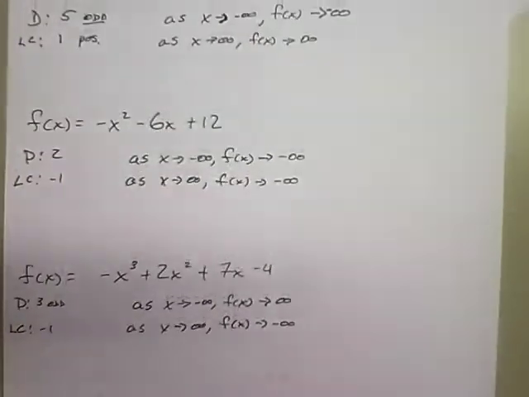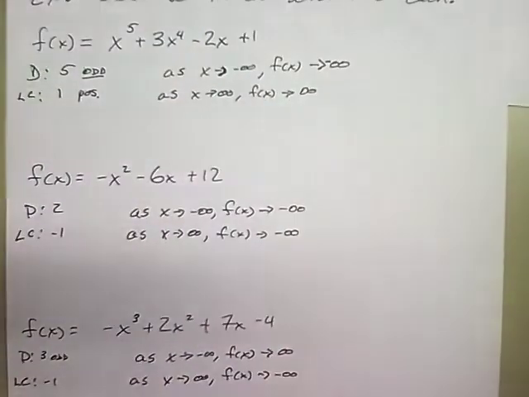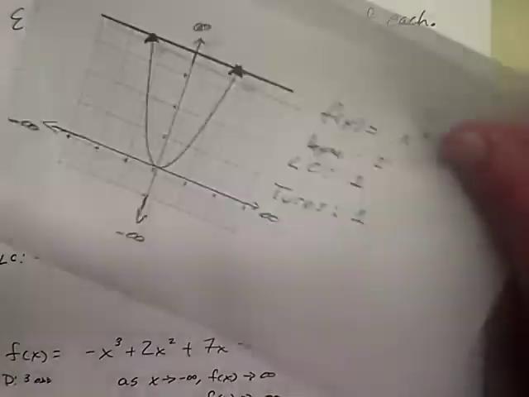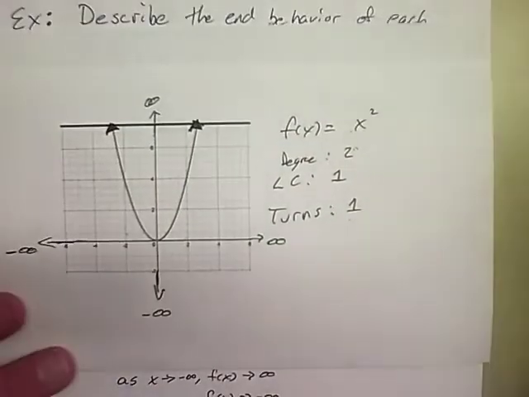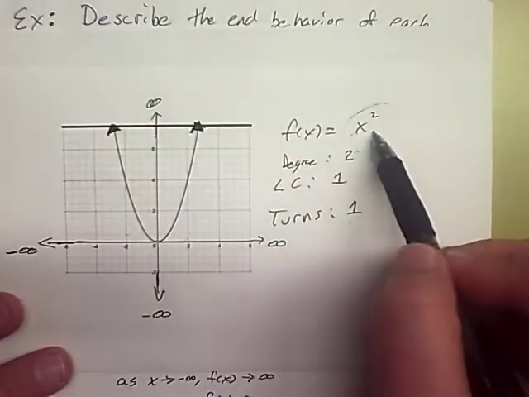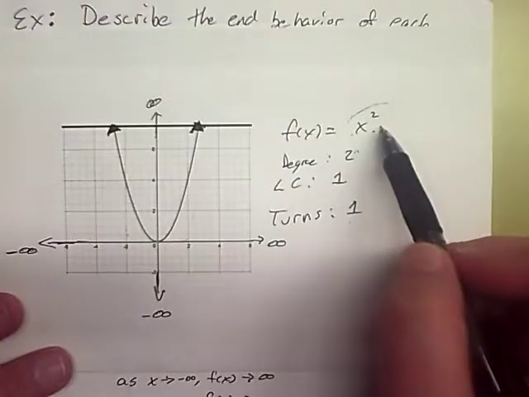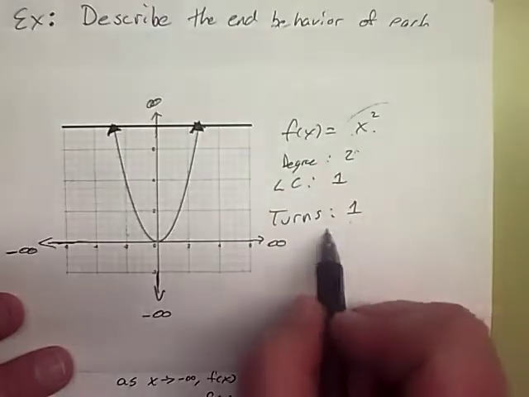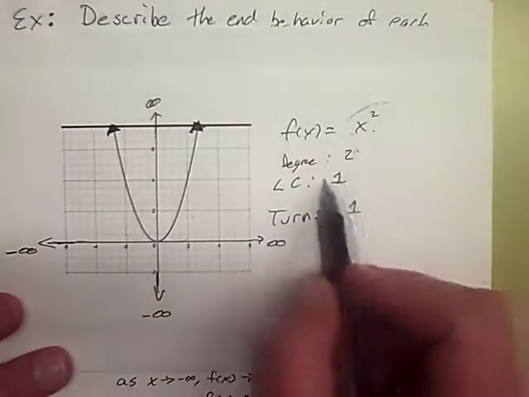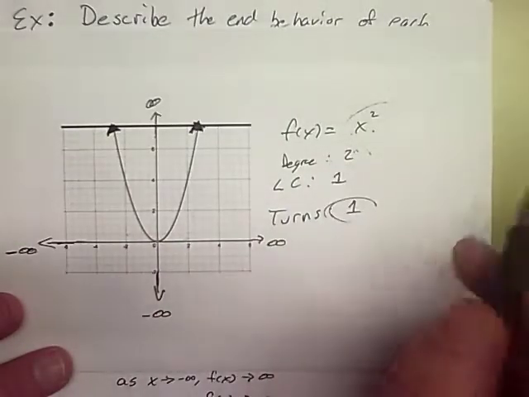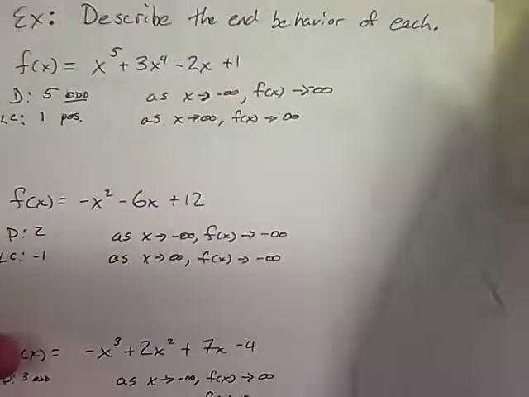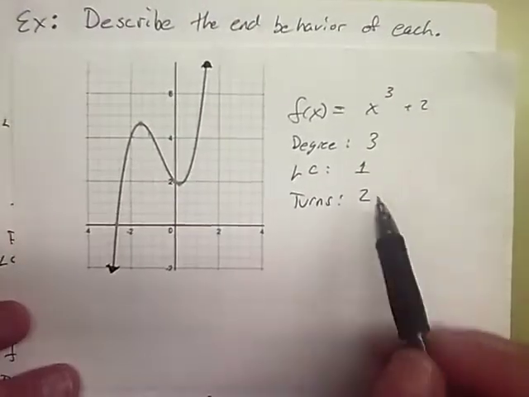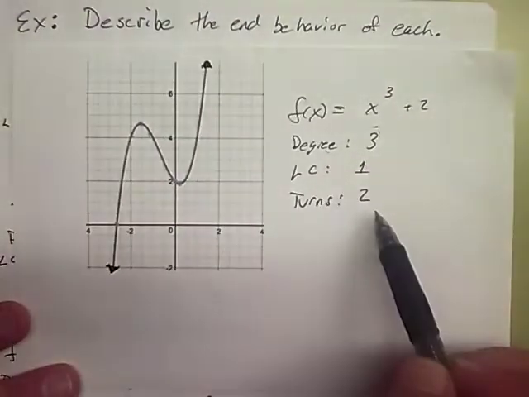Now let's take a look at the number of turns for a second. I want to go back to the graphs that we had in the last video. Here my degree is even, but the degree here is a 2. The number of turns I had was 1. So the degree is 2, my turns are 1. Over here, the degree was 3, and my number of turns was 2.